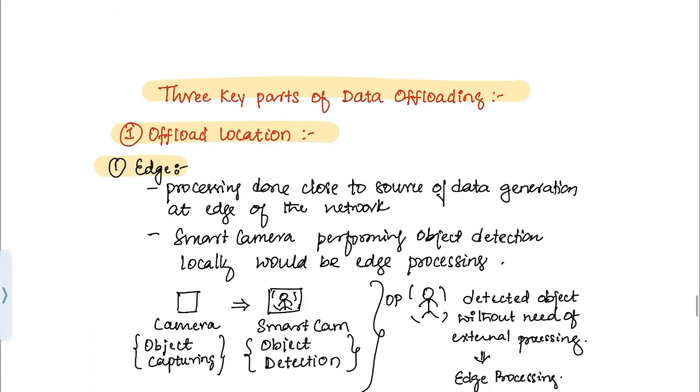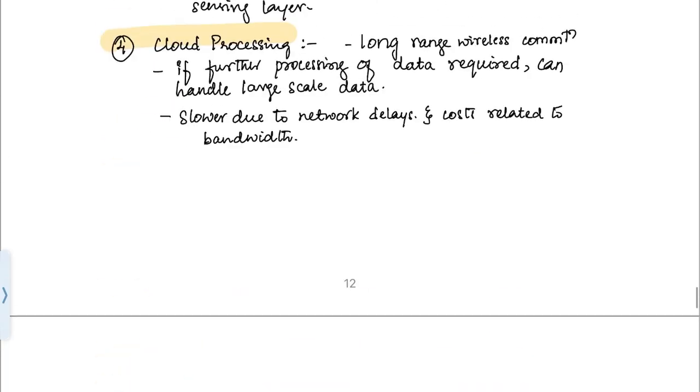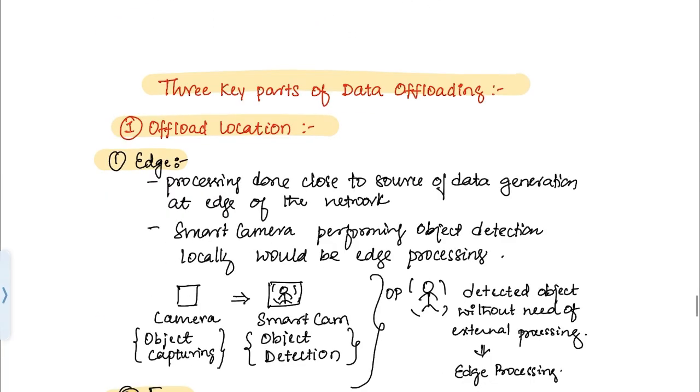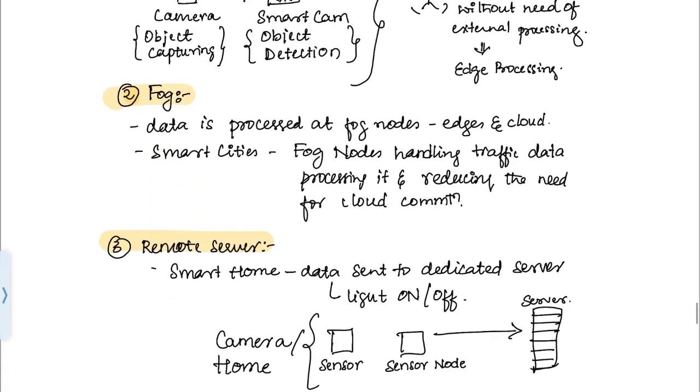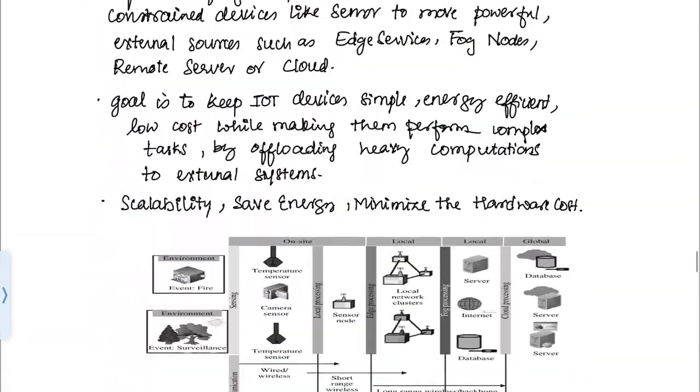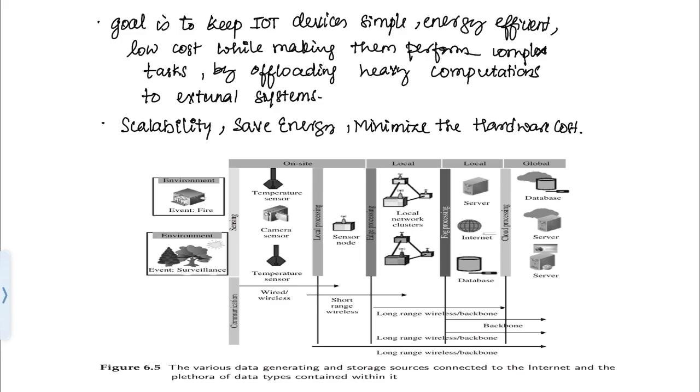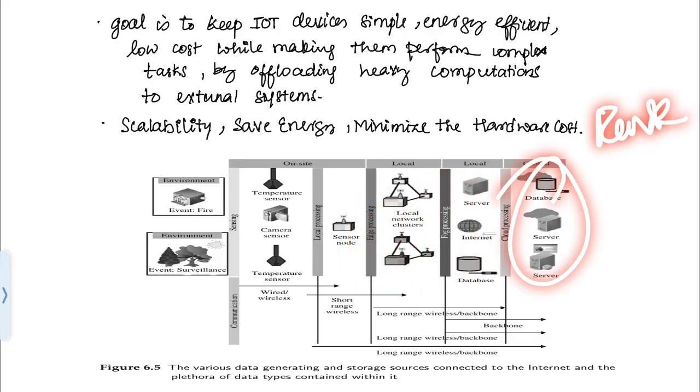Now we have three key parts of data offloading. The first one is offloading location. So where are you offloading the data? It could be at the edge, at the fog, or at any remote server, or it could be at the cloud.